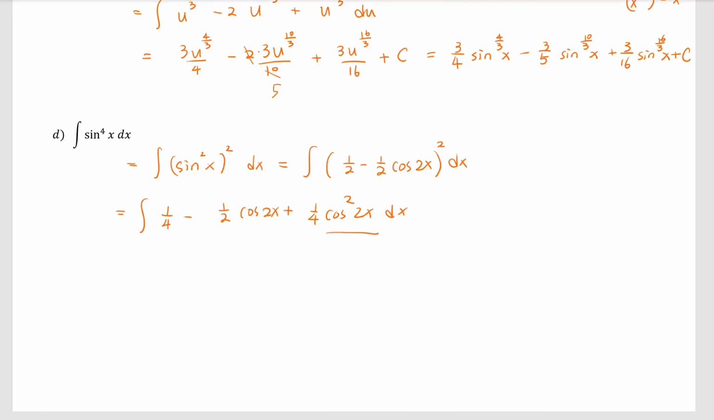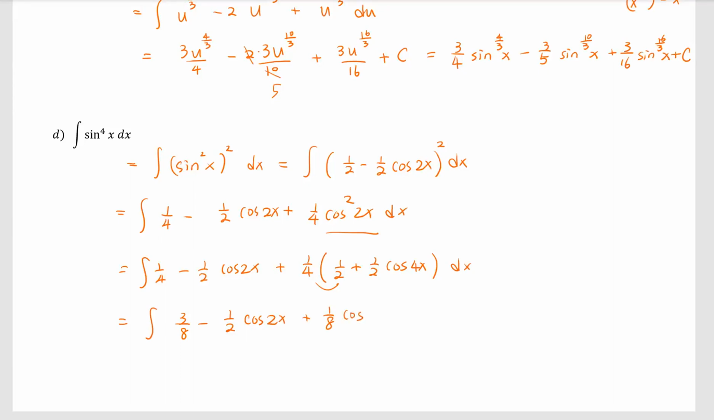Well, do you see this guy is squared? Again, let's use the double angle formula again. But the double angle formula here is 1/2 plus 1/2. But when you double the angle, what angle do you get now? Yes, 4x. So what is that? Well, you see, when you multiply it out, you get 1/8. 1/4 plus 1/8 is 3/8 minus 1/2 cosine 2x plus 1/8 cosine 4x.